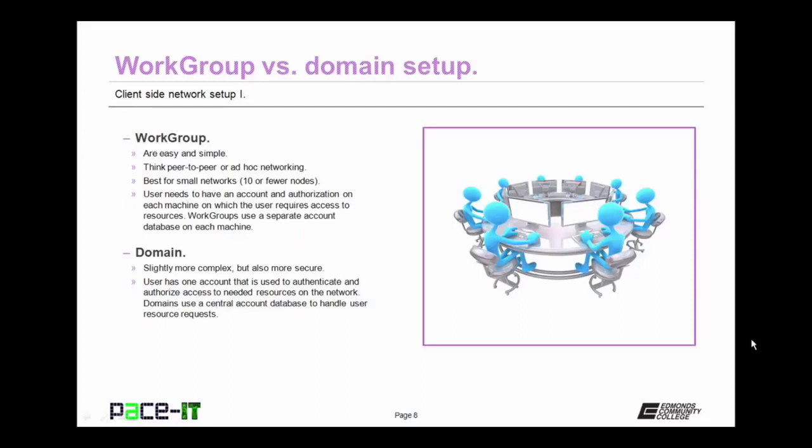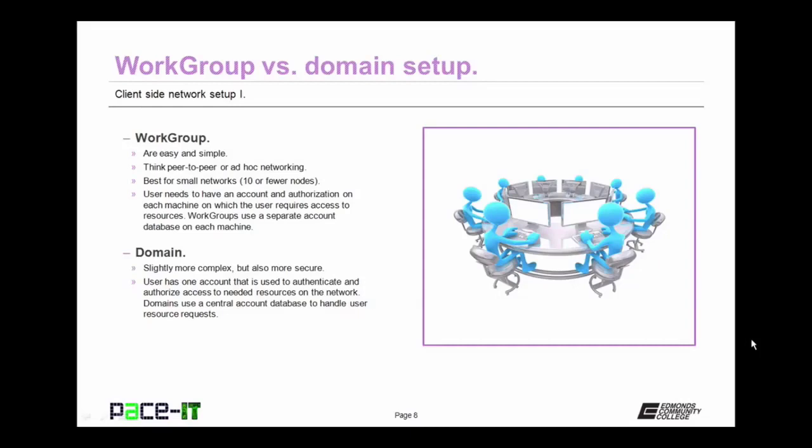Well, because if you're going to share resources on the network, then your machine needs to have a user account for each person that needs access to that resource. That's because workgroups use a separate account database on each machine that's involved in the network. Now, domain networks are slightly more complex, but they're also more secure and easy to manage.